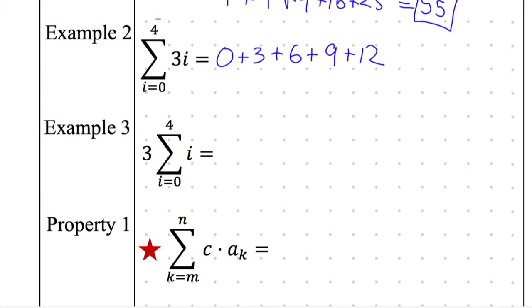All right, and then add these up. So 6 plus 3 equals 9. 9 plus 9 equals 18. 18 plus 12 equals 30. 30. All right. One more example.